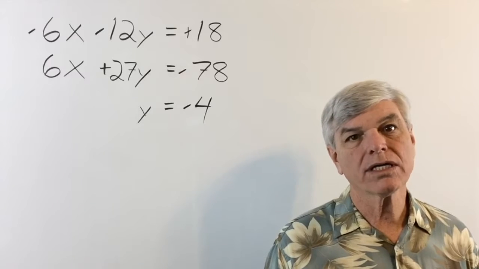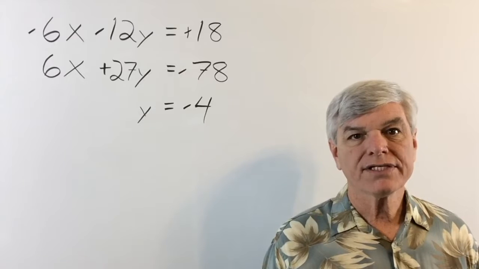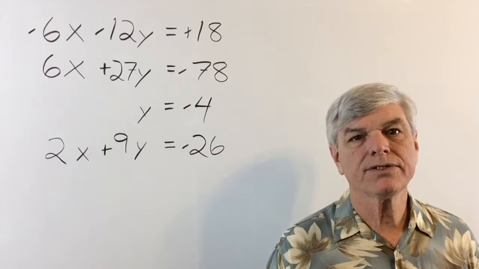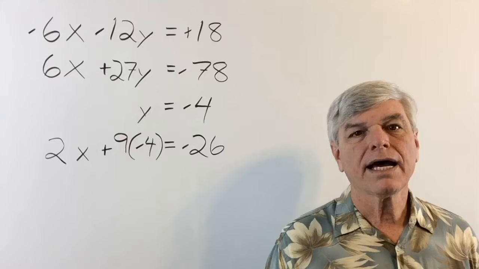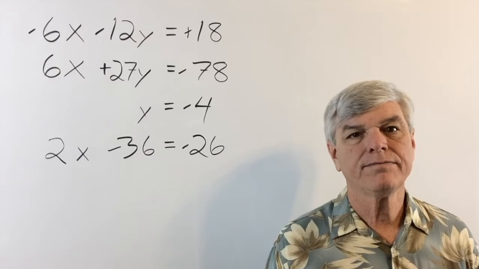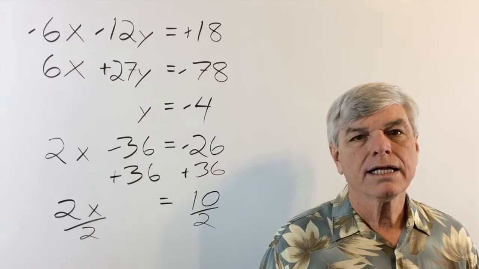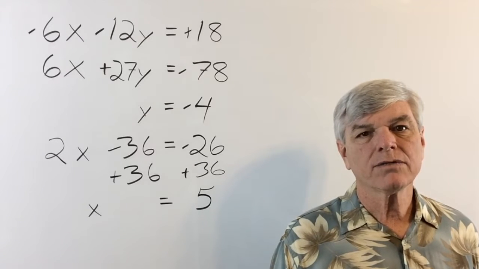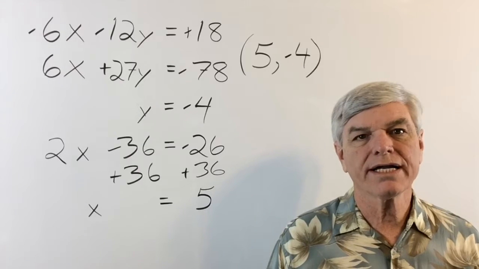Y equals negative 4, and let's substitute that into the simplest equation. I think the simplest equation is the first equation. Good, and let's substitute that negative 4 into the y right here. 9 times negative 4 is negative 36. Let's bring that over. Bring all that down. Divide both sides by 2. That isolates our x, and 10 divided by 2 is 5. X equals 5, and our point of intersection is 5, negative 4. Let's try another problem.